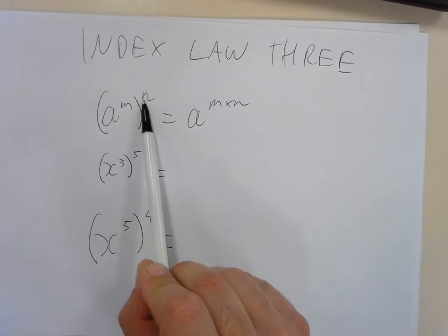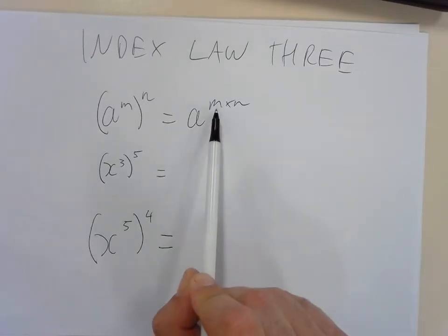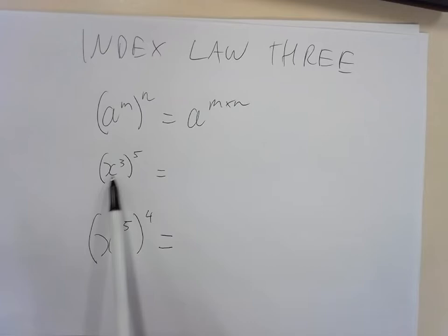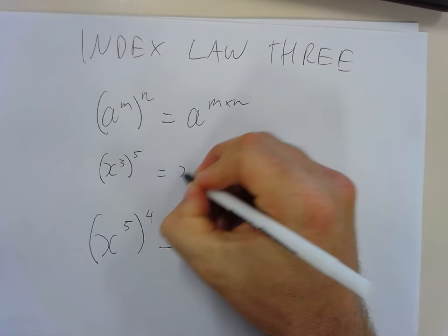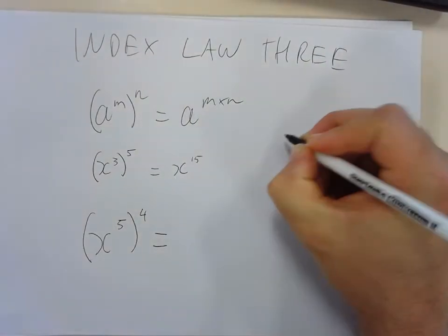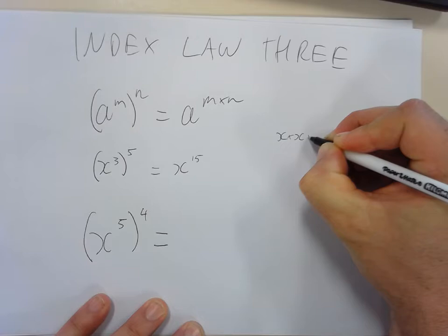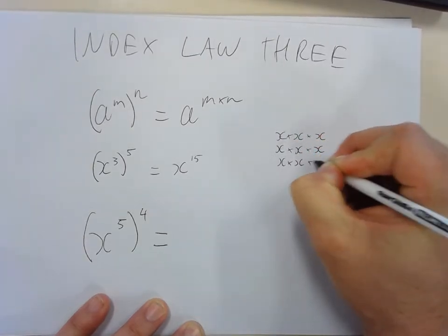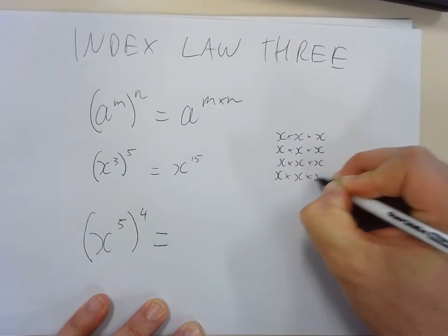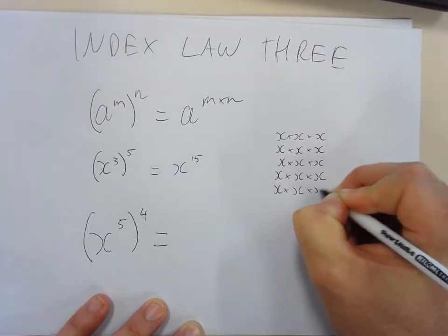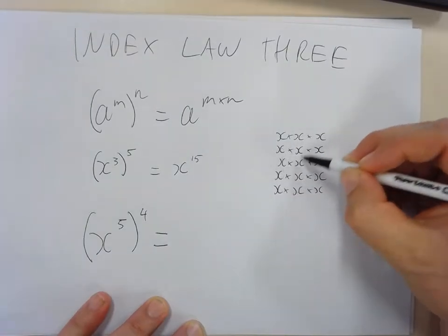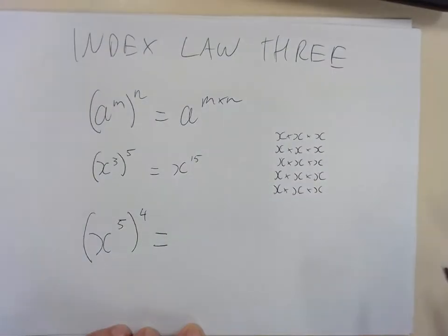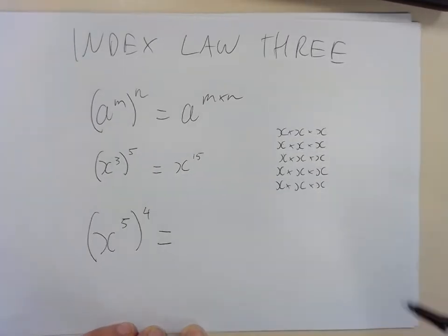A to the power of m all to the power of n equals a to the power of m times n. So if I have x to the power of 3 all to the power of 5, I do that as 3 times 5, x to the power of 15. I can test it. So I've got to do this 5 times. 1, 2, 3, 4, 5. 1, 2, 3, 4, 5, 6, 7, 8, 9, 10, 11, 12, 13, 14, 15. Happy days. That's probably a better way to show it too, because you know it's 5 times 3, and there we go.